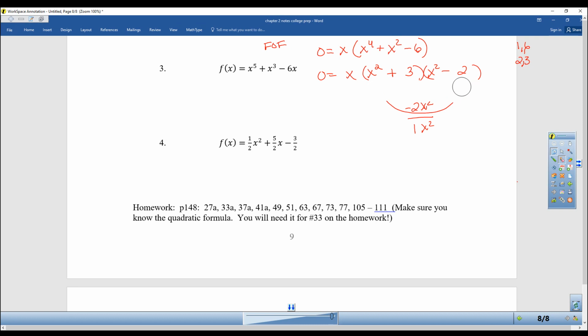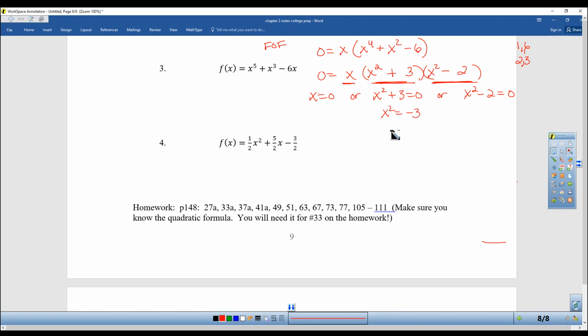I do erase all of that. I don't keep my inners and outers. So I have 3 factors that are equal to 0. Either x is equal to 0, or x squared plus 3 is equal to 0, or x squared minus 2 is equal to 0.